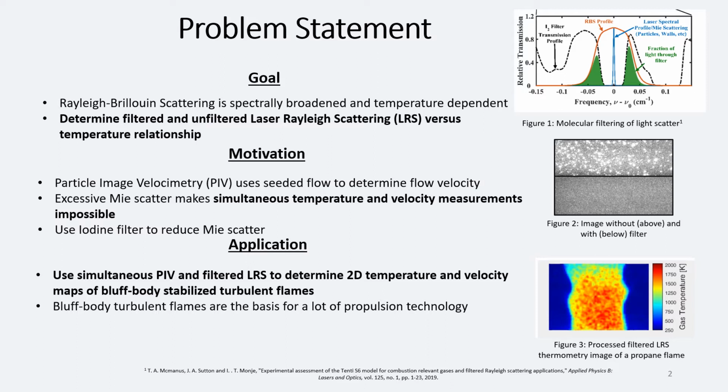The top image in Figure 2 shows an image taken without the filter, and the white spots in the image are Mie scatter. The bottom image is taken with the filter, and you can see that the white spots are removed. This filter allows for PIV and filtered LRS thermometry to be performed simultaneously to create 2D temperature and velocity maps of a flow or flame. This would otherwise be impossible. The Combustion and Gas Dynamics Laboratory currently uses these techniques to study bluff body stabilized turbulent flames, which are the basis for a lot of propulsion technologies such as airplane engines.